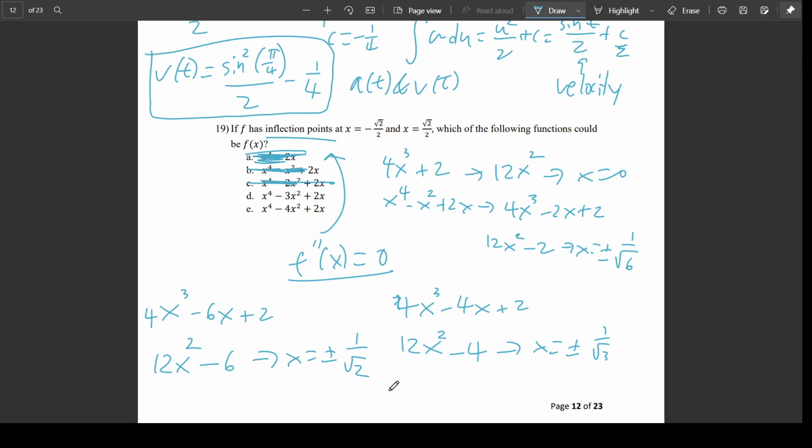And now remember, 1 over square root of 2 is actually equal to the square root of 2 over 2, right? These are the same thing. So this is equal to plus or minus square root of 2 over 2, which is the 2 points that we have here. So this is the function that gives us the second derivative equal to 0 at these 2 points. So this is equal to f of x.